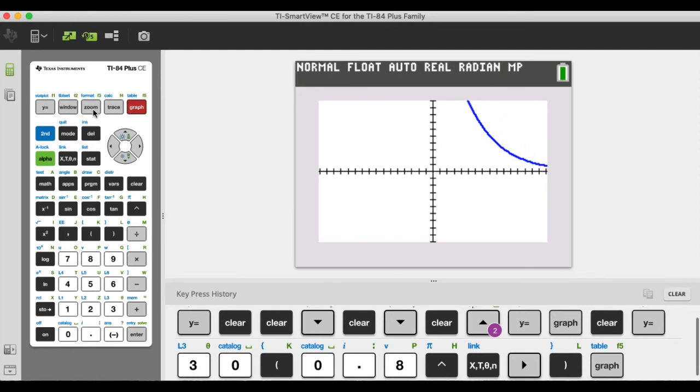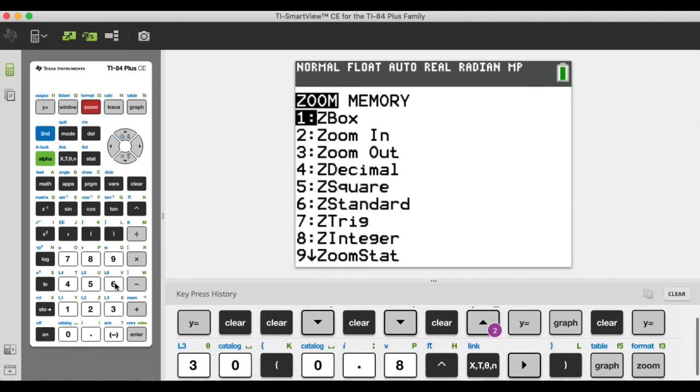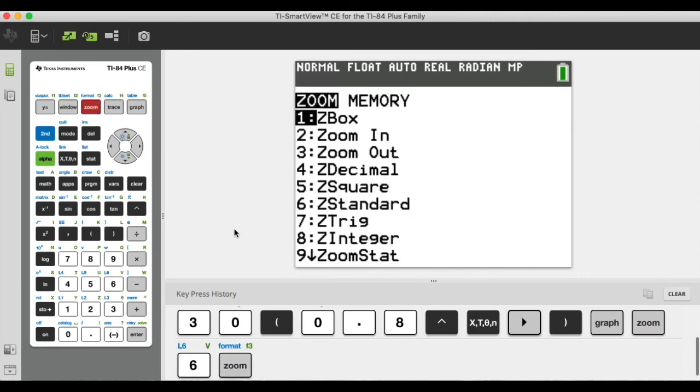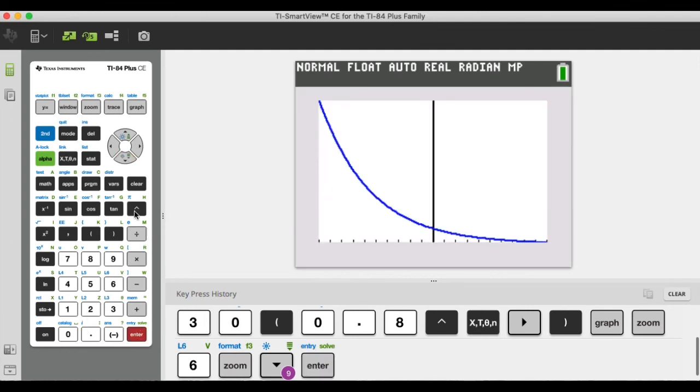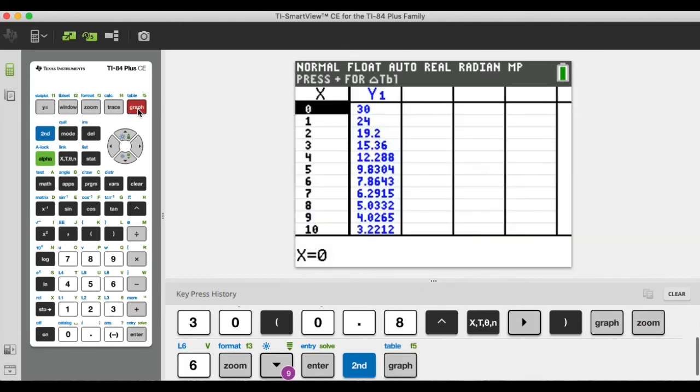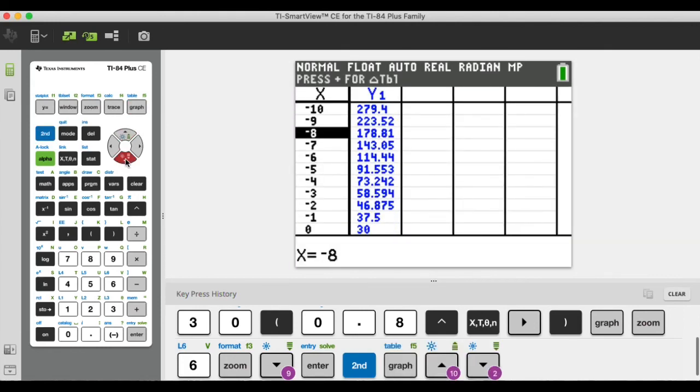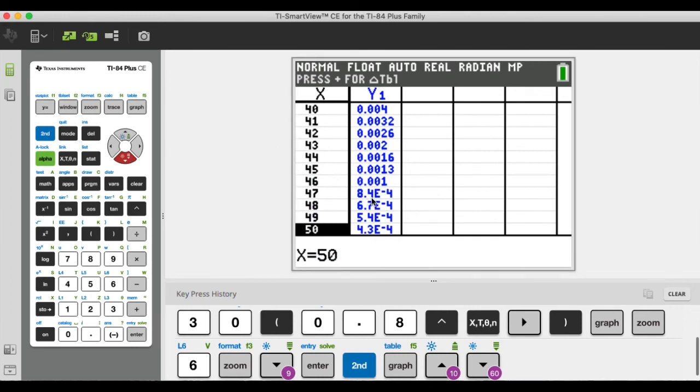Now if I want to fit the whole graph into the window, I can hit zoom, and let's go with standard first. Doesn't change anything, so let's go zoom, and then if we scroll down, zoom 0 is zoom fit. So I'm going to hit enter, and there's my exponential decay function. Now if I wanted to look at all the xy coordinates, I could hit second graph, that gives me the table. Notice how when x is equal to negative 10, y is 279.4, and it quickly starts to get lower and lower. If I go further out in the x points, I keep getting tiny numbers, like 0.001 and 8.4 times 10 to the negative fourth. So you see that converging to the x-axis.